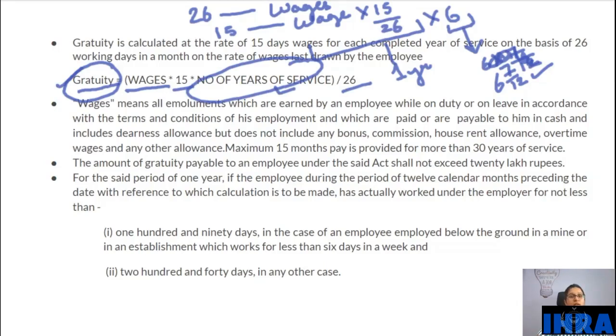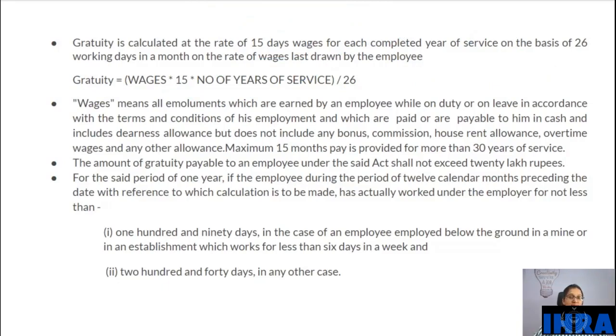Now, wages means all emoluments which are earned by an employee while on duty or on leave in accordance with the terms and conditions of his employment and which are paid or are payable to him in cash and include dearness allowance but does not include any bonus, commission, HRA, overtime wages or any other allowance. Right? So basically wages include basic plus DA. All other allowances are not included in the wages.